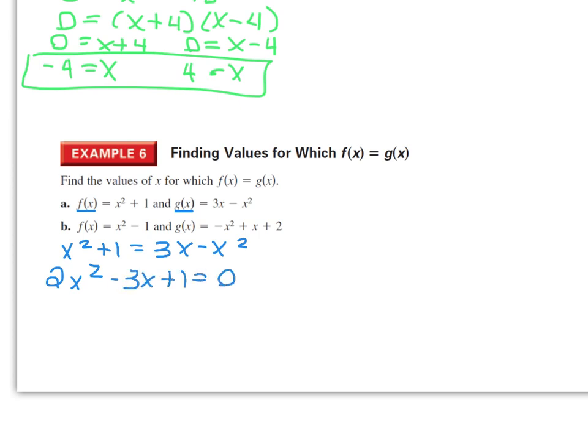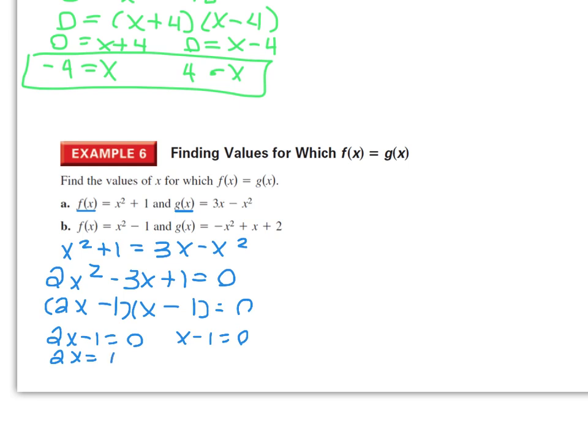And what I need to do now is factor this. So I've got 2x and x, and then 1, and minus and minus. So I got negative 2x and, oops. Okay, so I've got 2x minus 1 equals 0, and x minus 1 equals 0. So 2x equals 1, therefore x equals 1/2. X equals 1. Here are my two solutions. Okay, let's go to B.